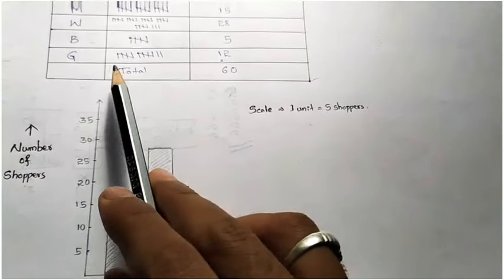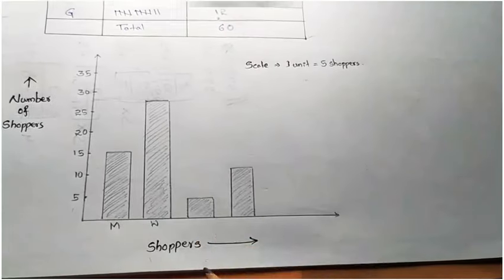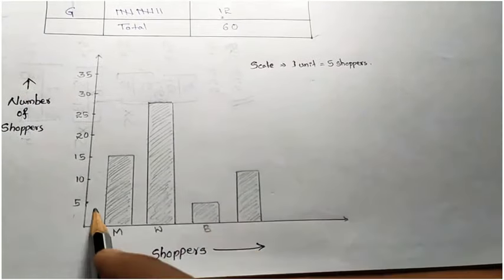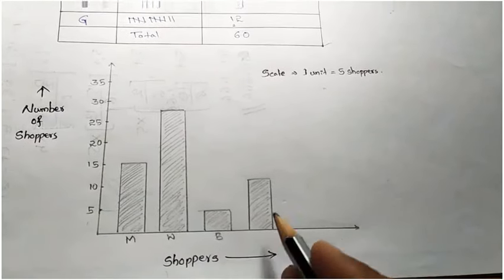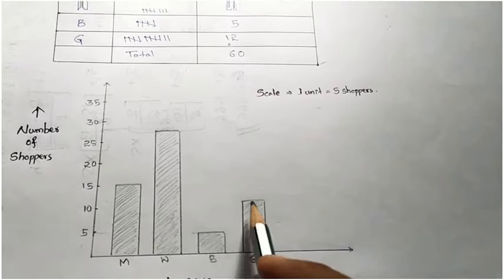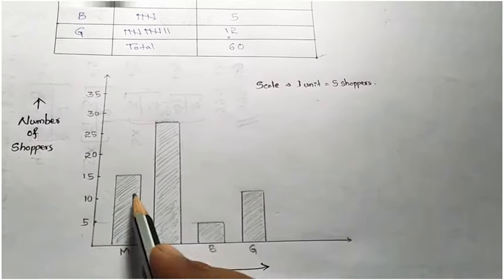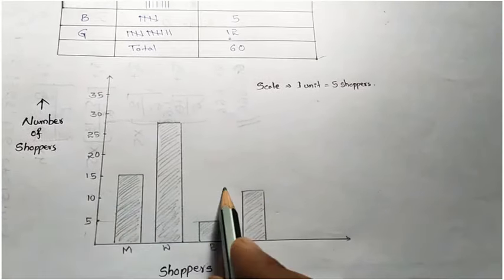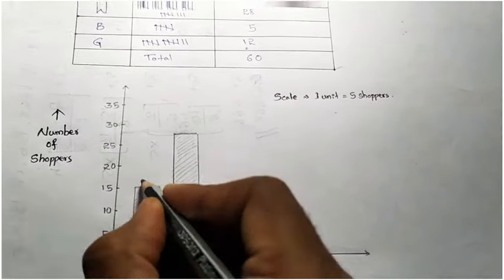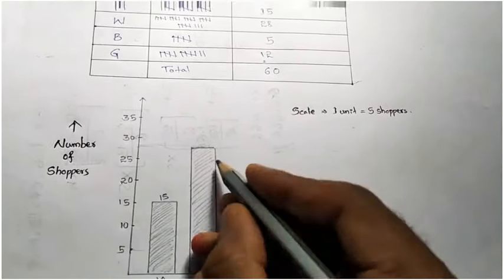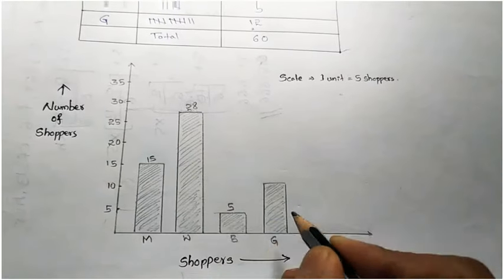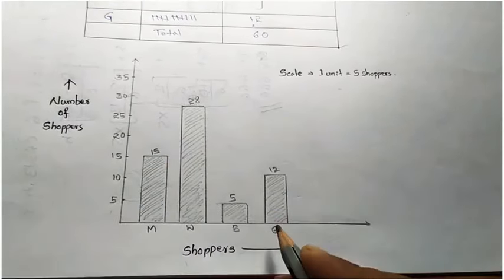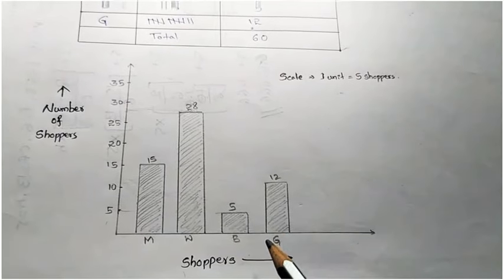Next the boys are 5, so this is boys. Up to 5 we have to make the rectangle. Next girls, so girls are total how many? 12 are there. So above the 10, nearly it will be 12. So you can mention here 15, women are 28, boys are 5, girls are 12. Okay, so this is our required bar graph.